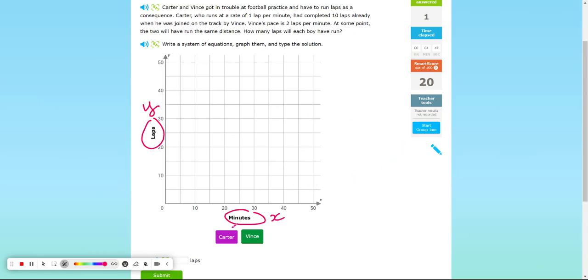Okay, so first let's write the equation for Quarter. So y equals. Quarter runs at a rate of 1 lap per minute. Already completed 10 laps. So this is a set number, I put it in the back. 1 lap per minute, so I put 1 right in front of x.